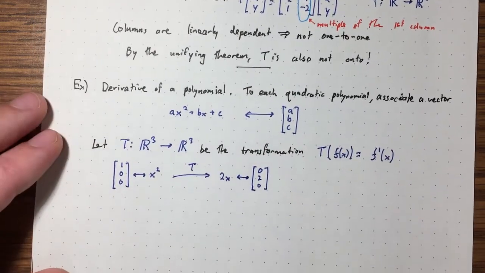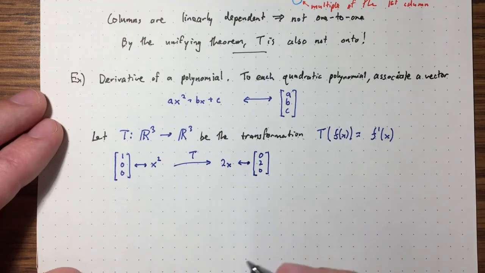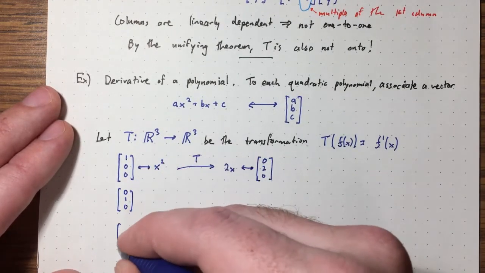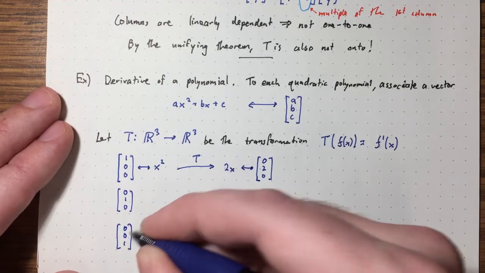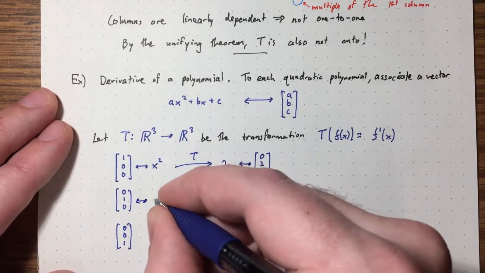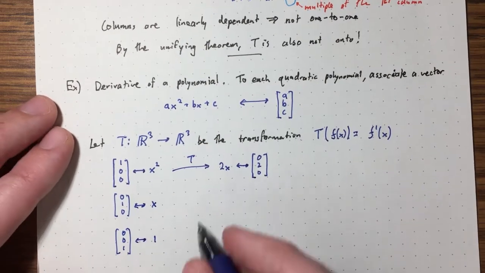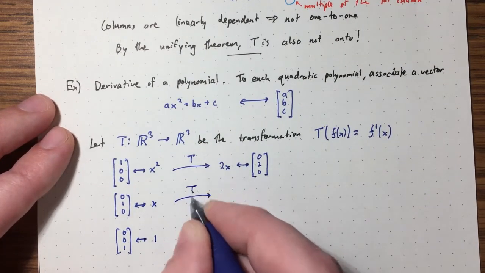Okay. And what else do we need? We need to know where 0, 1, 0 gets sent, and we also need to know where 0, 0, 1 gets sent. So let's just go ahead and write these down. So this one is associated with x. This one's associated with just the number 1, right? What happens when we apply T to these?